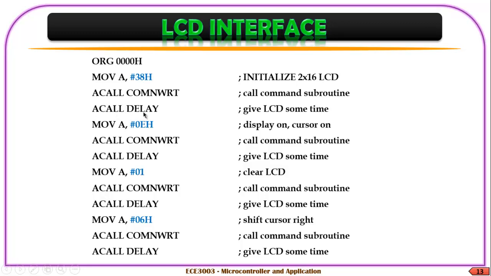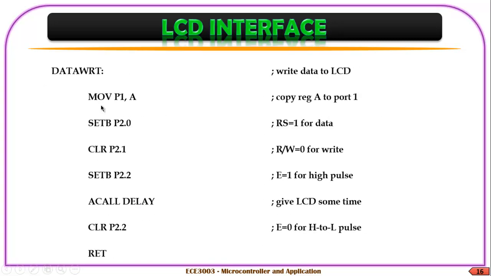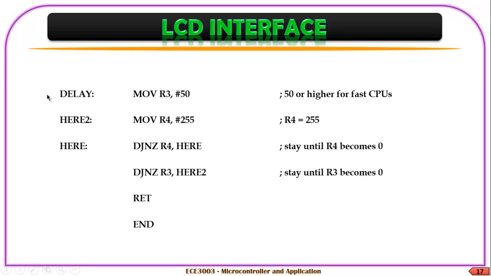As I said, whenever we are trying to pass some data to the LCD, we must have enough delay between two consecutive operations. That's why I'm calling a delay. In the delay function, we are passing the value 50 to R3 and 255 to R4. And we are doing a decrement operation of DJNZ at R4 here. This instruction remains in the same position till R4 becomes 0. That's 255 times this instruction will be executed. After which, it will come to execution of this DJNZ at R3.